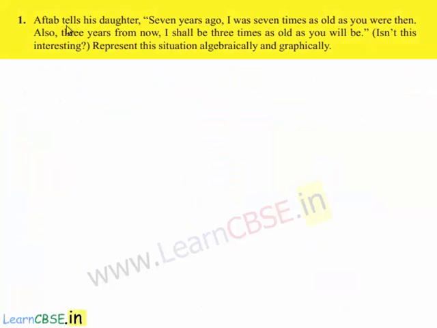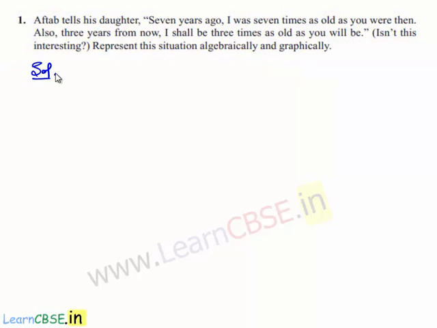Coming to the first problem, Aftab tells his daughter, "7 years ago, I was 7 times as old as you were then. Also, 3 years from now, I shall be 3 times as old as you will be." Isn't this interesting? Represent this situation algebraically and graphically.